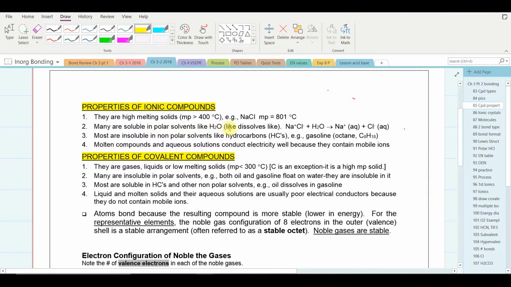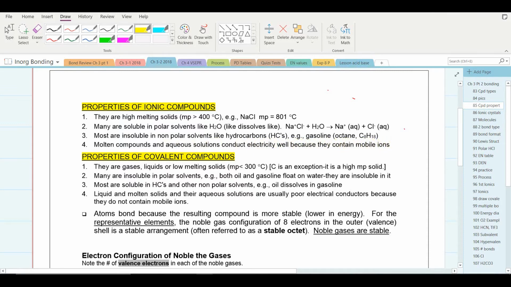The rule of thumb is like dissolves like. Water is quite polar, and ionic compounds, well, they're more than polar, they're ionic, and many of them dissolve in water. Most are insoluble in nonpolar solvents like hydrocarbons, like gasoline. Octane is a hydrocarbon, and most ionic compounds are insoluble in such. Molten compounds and aqueous solutions conduct electricity because they contain mobile ions.